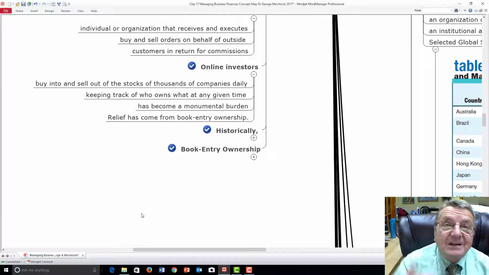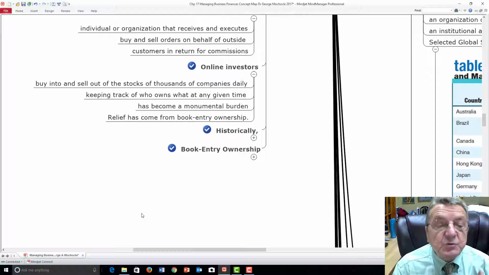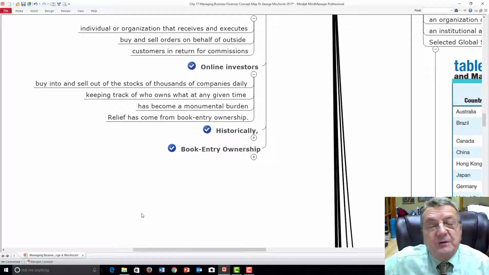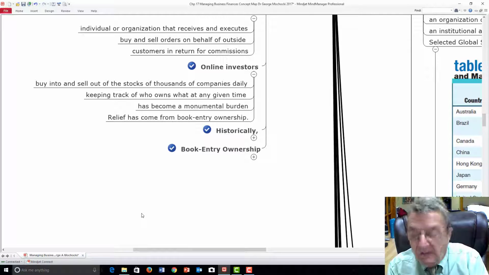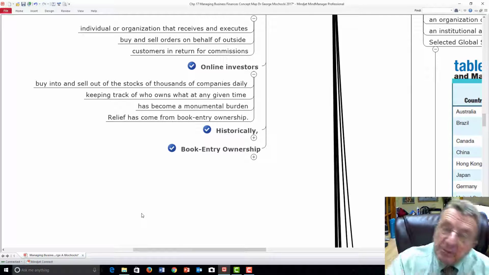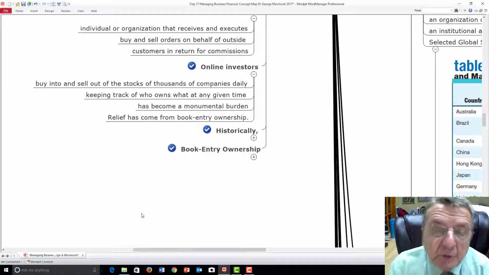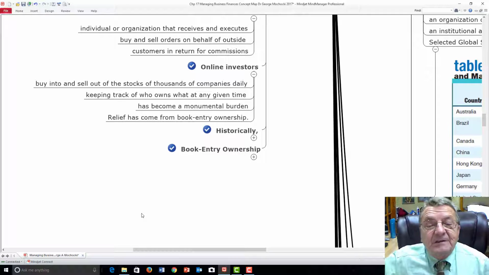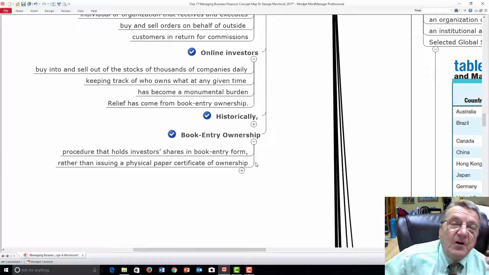Online investors buy into and sell out of stocks of thousands of companies daily. Keeping track of who owns them at what time has become a monumental burden. Relief has come in book entry. Remember, when I used to buy stocks, I had to go to one of these brokers and exchange the stocks, and I'd get a new certificate of stock that has the name of the company on there. I always would have that title. It's like having a currency. Now, what they basically do is book entry ownership. I no longer ever see the hard copy of the stock.